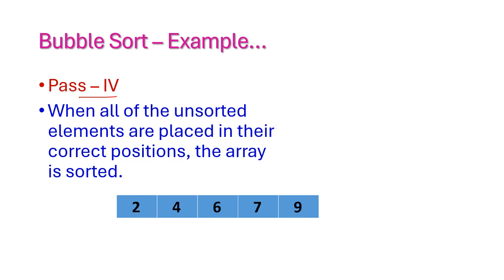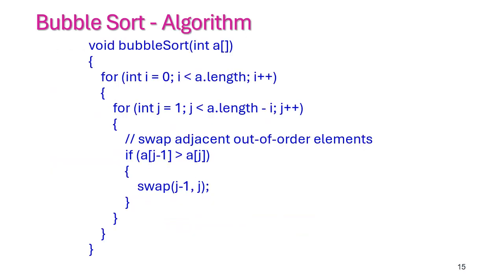And now this is pass 4. Here all the data items are sorted, so there is no need to exchange any items. The data items are sorted. And this is the algorithm for bubble sort.